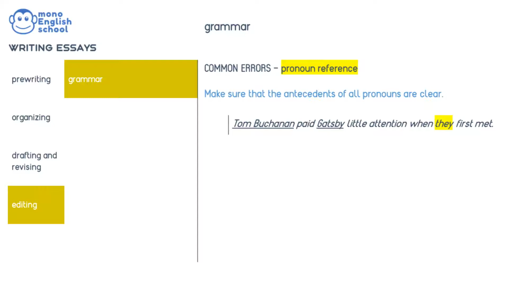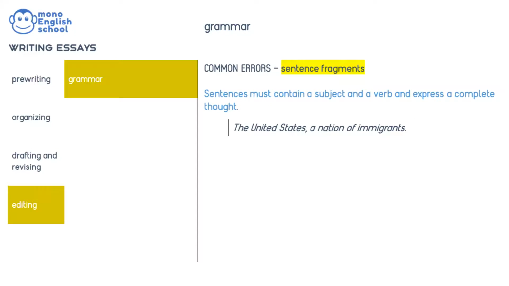A sentence is a group of words that contains a subject and a verb and expresses a complete idea. It is common for writers to add periods to group words that do not meet this criteria, therefore creating sentence fragments. Our example: the United States, a nation of immigrants. By adding the verb is, we have now created a grammatical sentence.